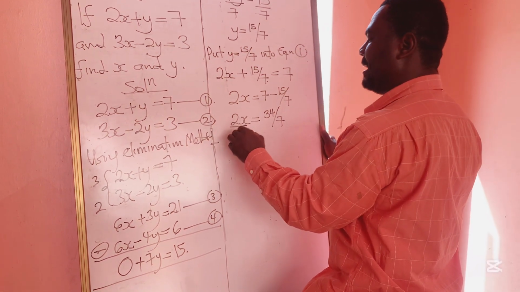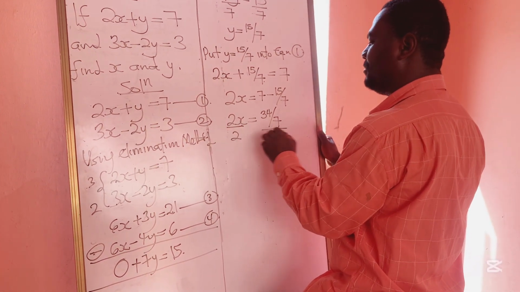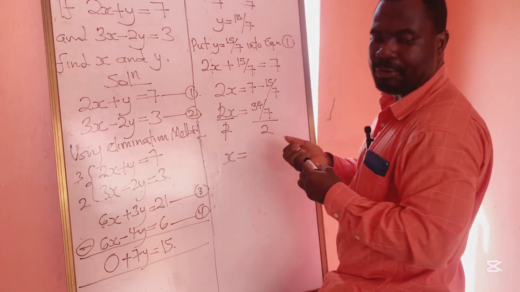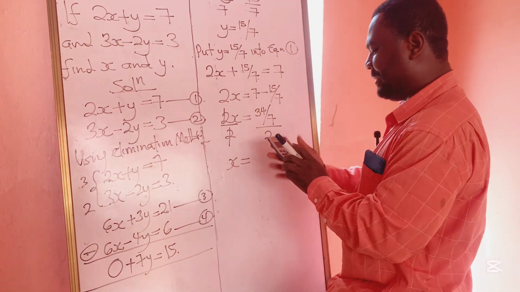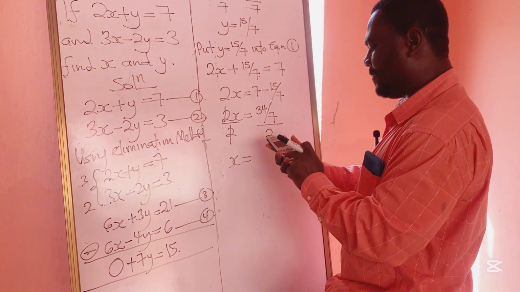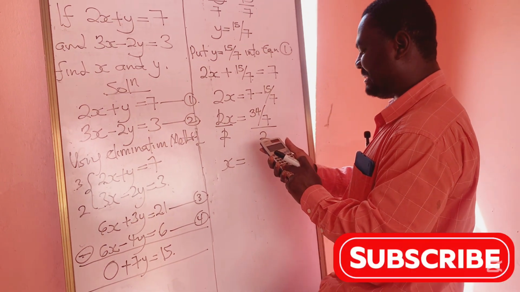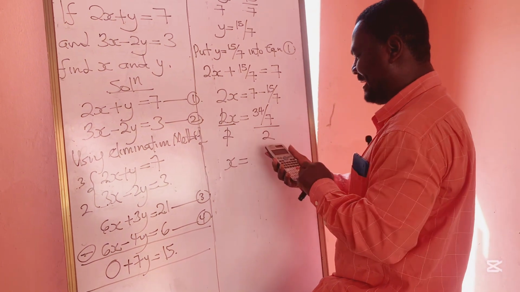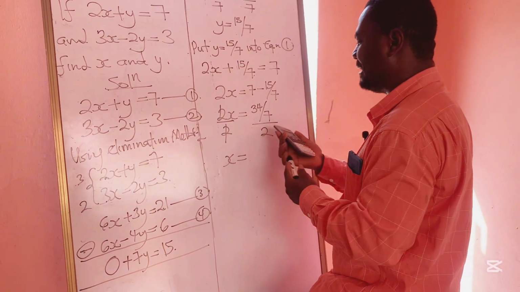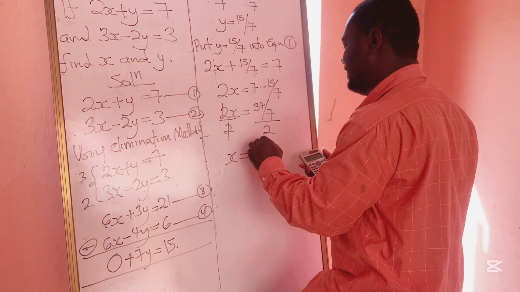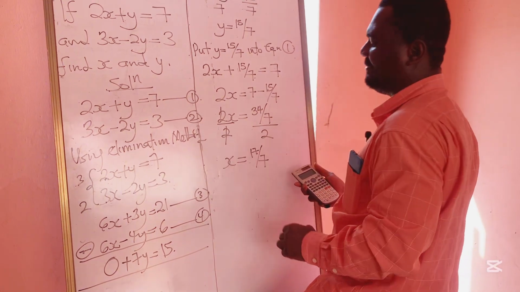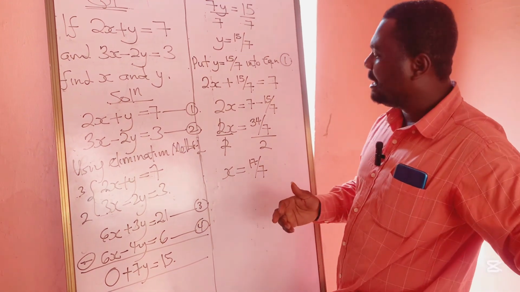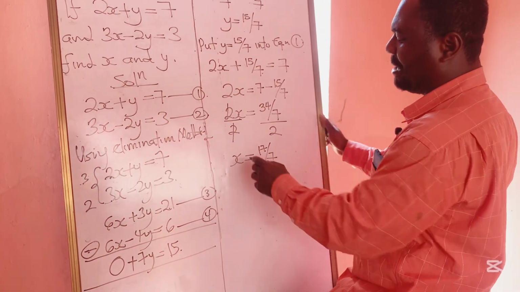So I'll divide everything here by 2. These 2s will cancel. For our x, you punch this on your calculator: 34 on 7 divided by 2. What will be our answer? Our answer is 17 on 7. We are getting 17 on 7 as our answer to x.